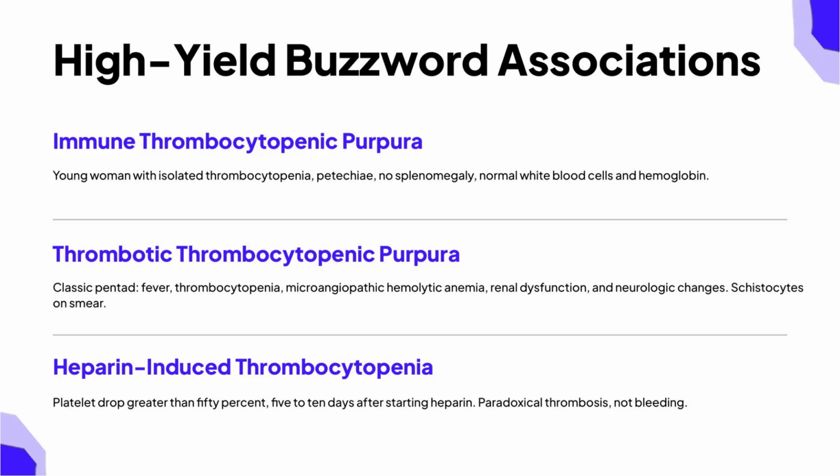For thrombotic thrombocytopenic purpura, remember the classic pentad. Fever, low platelets, microangiopathic hemolytic anemia, with schistocytes on the peripheral smear, kidney problems, and neurologic symptoms. You do not need all 5 to make the diagnosis on the exam. For heparin-induced thrombocytopenia, the giveaway is a platelet drop greater than 50% that happens 5 to 10 days after starting heparin, and the patient develops clots, not bleeding. That paradoxical thrombosis is the classic board pearl. These buzzwords are covered extensively in question banks, so make sure you are doing practice questions to reinforce these patterns.